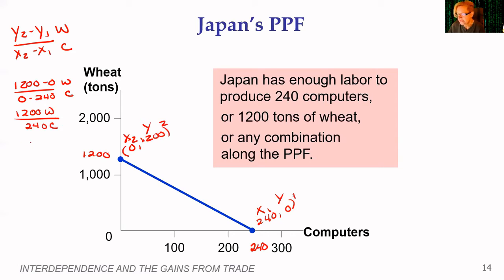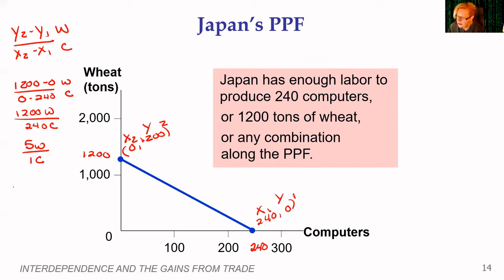So that ends up being highest common multiple is 240, goes into both. So that ends up being, I believe, 5 wheat to 1 computer, but let me double check. 1,200 divided by 240, sure enough. Okay, so 5 wheat to 1 computer.